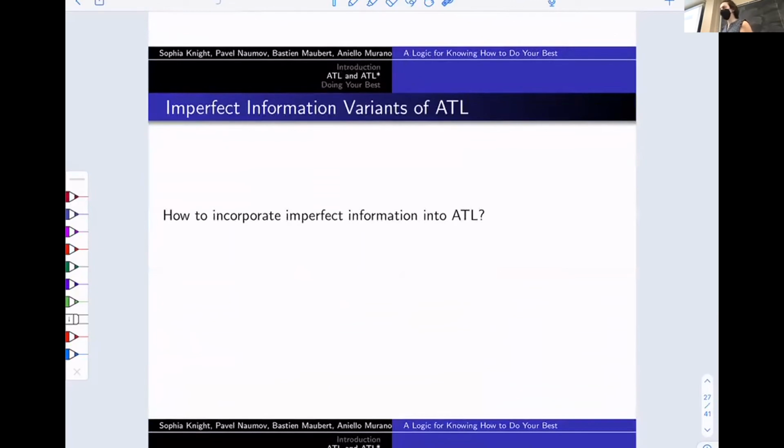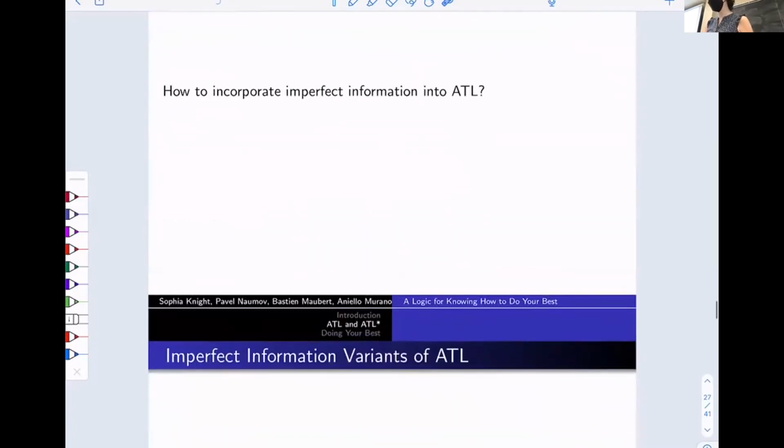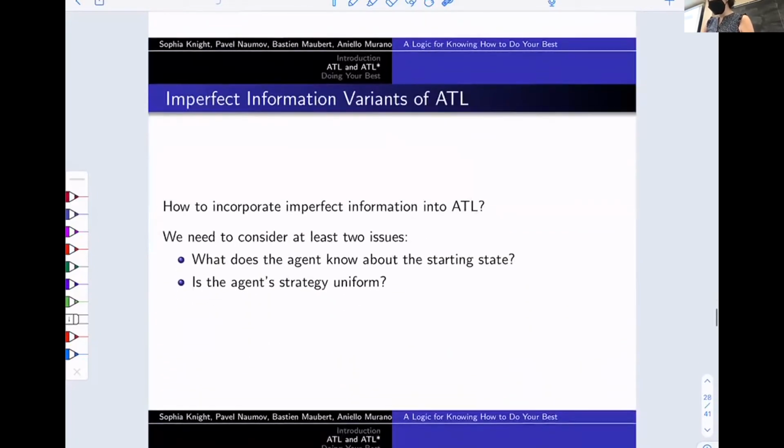And then everything I talked about so far was about perfect information. It's more interesting when you have imperfect information, some kind of knowledge, basically. And there are two major issues that come up here. First of all, you need to think about what the agent knows about the starting state of the system. So if they can't tell red from green, they shouldn't be able to choose a different strategy starting from red than they chose starting from green. If they want to achieve a goal, it should work both from red and from green.